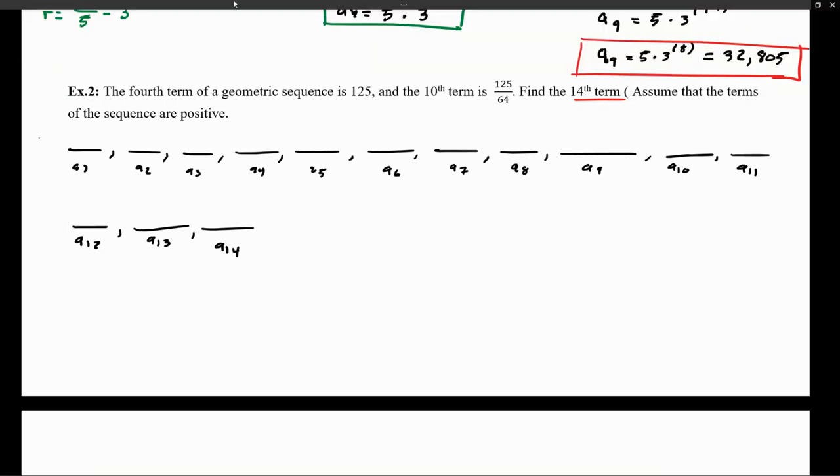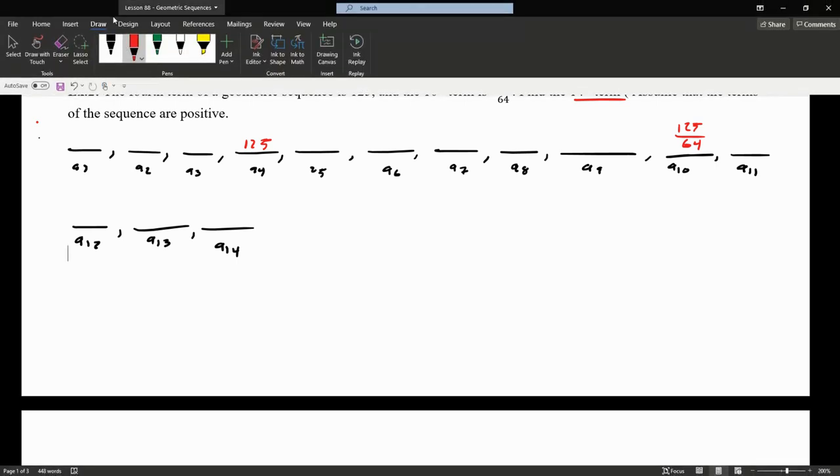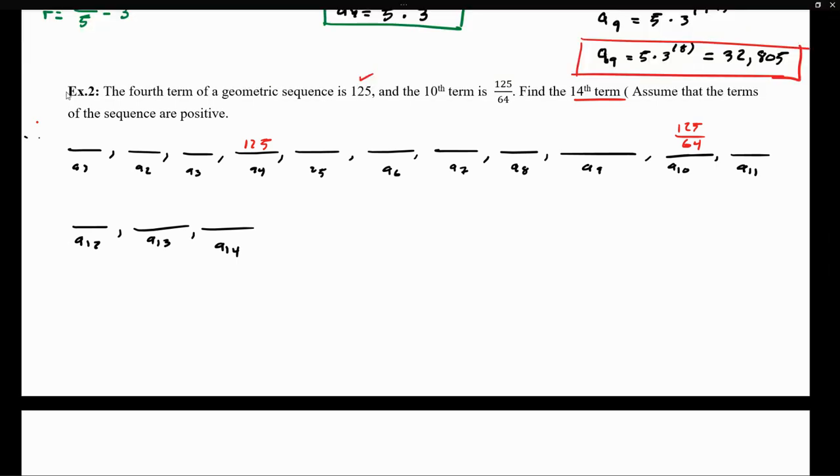So let's see what we have here. It says the 4th term of the sequence is 125, so on the 4th spot we're going to put 125. And the 10th term of the sequence is 125 over 64, so here we have the 10th term, and let's place the value there. Our objective is to find the 14th term of the sequence. Now, let's try to understand what's going on here. There are a lot of terms that we're missing.